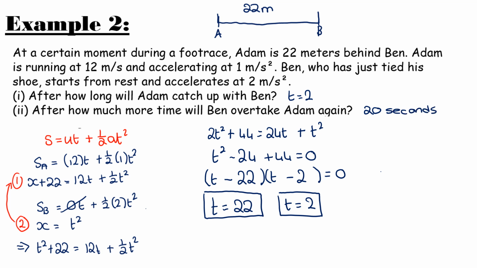Now be careful with how this is asked. How much more time? So it's going to be 20 seconds later, because that happens when the time is equal to 22. Okay, so be careful with that. But both of these answers are valid. They're just giving us the 2 points when it happens, because in maths, we set it up to ask a question. And the question we've asked is, tell us when Adam and Ben meet.